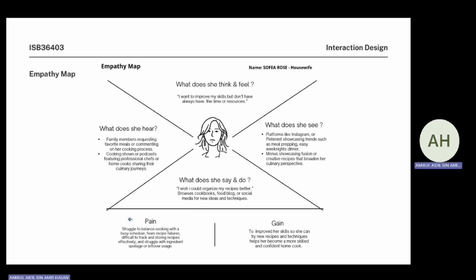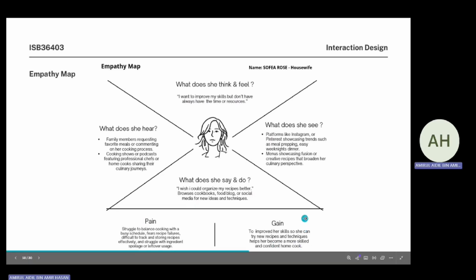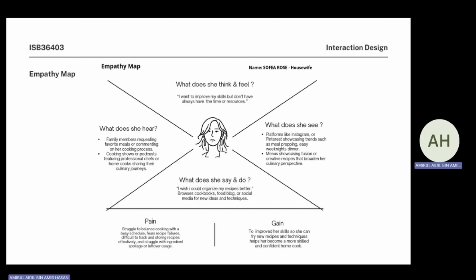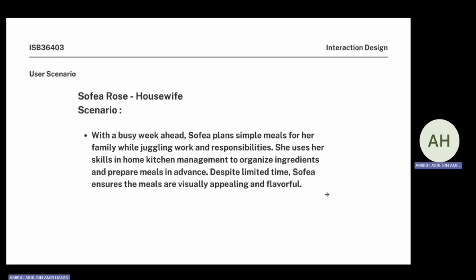But what are her pains? She struggles to balance cooking with a busy schedule, fears recipe failures, finds it difficult to track and store recipes effectively, and struggles with ingredient spoilage or leftover usage. So for the gain, she wants to improve her skills so she can try new recipes and techniques, helping her become a more skilled and confident home cook. So for the scenario, with a busy week ahead, Sophia plans simple meals for her family while juggling work and responsibilities. She uses her skill in home kitchen management to organize ingredients and prepare meals in advance. Despite limited time, Sophia ensures the meals are visually appealing and flavorful.